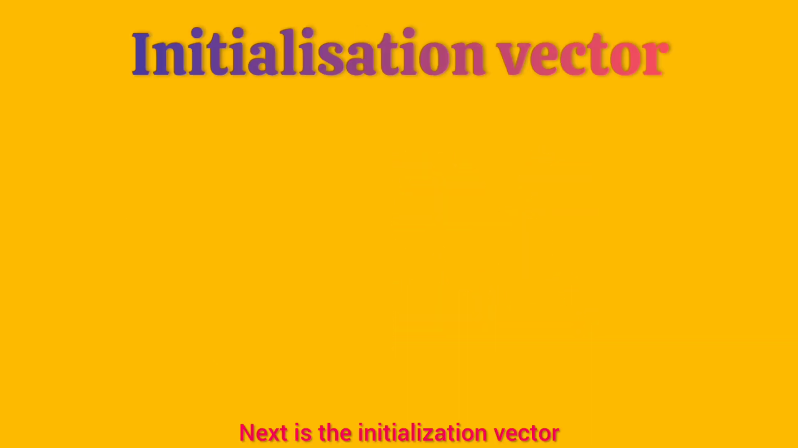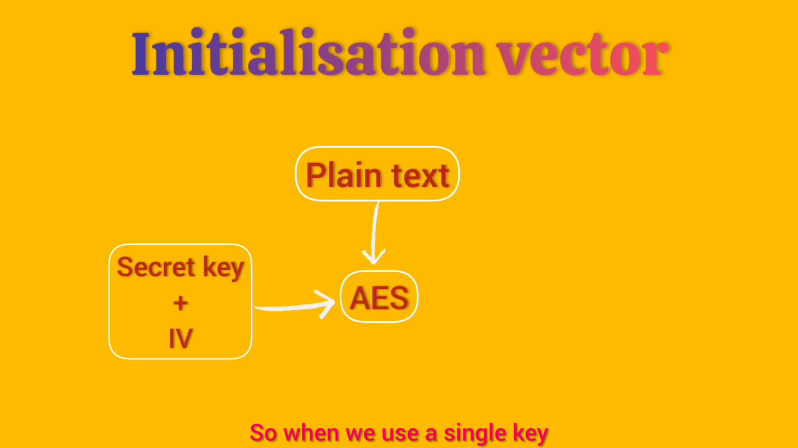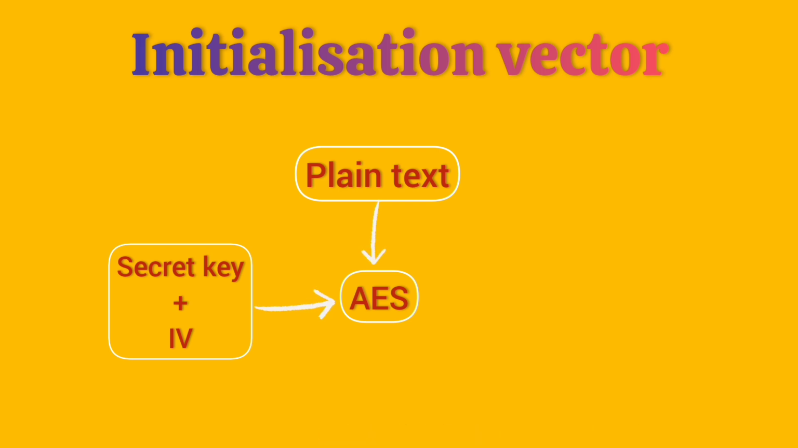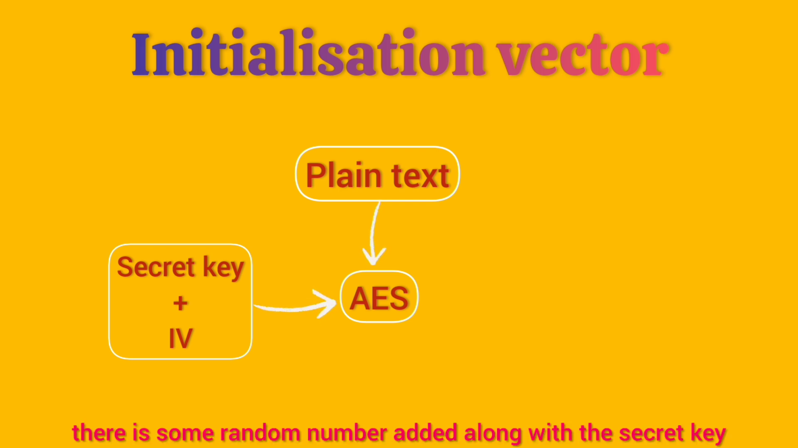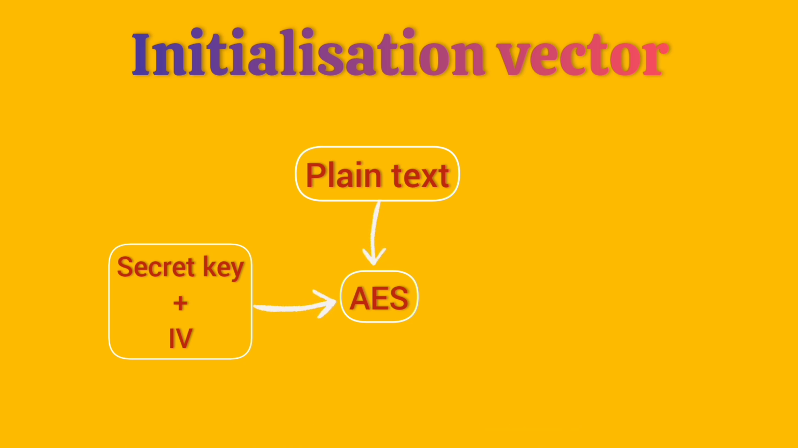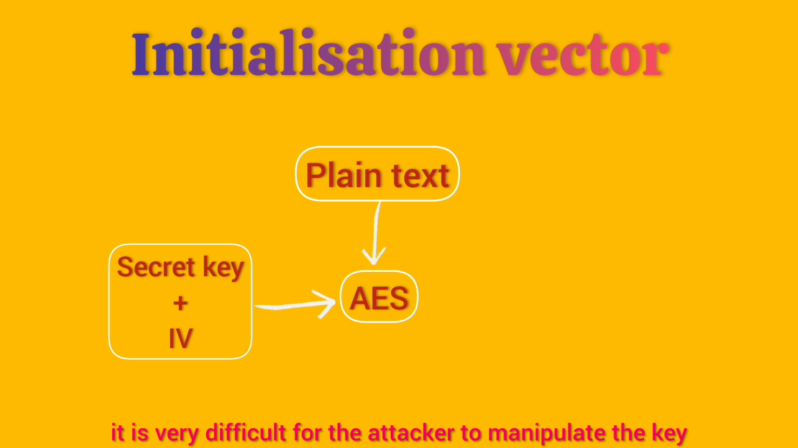Next is the initialization vector. When we use a single key, it will be very easy for the attacker to guess the key or the plain text. So to avoid it, there is some random number added along with the secret key, which is called the initialization vector. When this random number is added, it is very difficult for the attacker to manipulate the key.